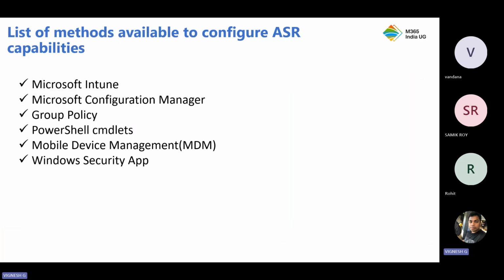Also, before giving it to Samik for the demo, I want to make sure that you understand that there are different methods available for you to configure ASR capabilities, right? Of course, you've got Microsoft Intune, Microsoft Configuration Manager, Group Policy, PowerShell cmdlets, Mobile Device Management, and the Windows Security app. Based upon your infrastructure and what best works for your organization, you would choose one. But in our demo, we are going to focus on Microsoft Intune. If your environment is different and you want to do it with Group Policy, feel free to do whatever best suits you. But I would suggest sticking to Microsoft Intune because that's the latest one. It always makes sense to stick to something which is the latest and greatest.